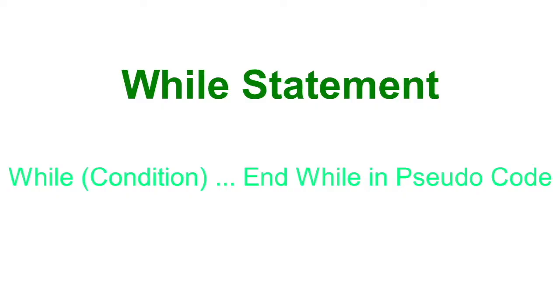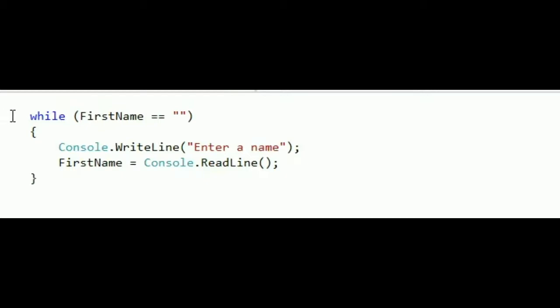The next example is very similar, but it has one key difference. In this case, the while comes first, while the first name is equal to nothing. So right at the start, it checks to see, is there something already stored in first name? And if there isn't, then it will display the message, wait for the user to type in the first name, and if they did type something in, it will carry on, but if they didn't, it will go back, enter the name, wait for it.